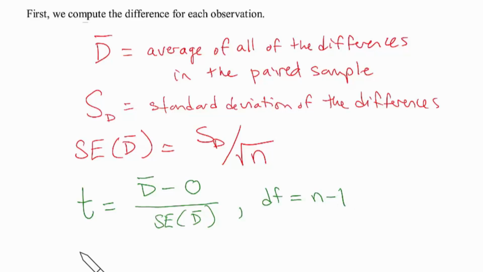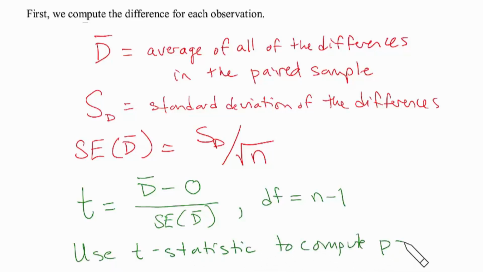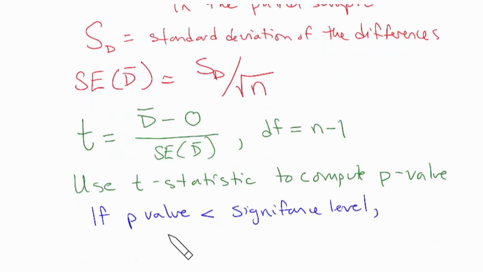We use the t-statistic to compute a p-value, just like in our earlier chapters. We compare the p-value to our significance level. If we get a p-value that's smaller than our significance level, then we can reject the null hypothesis. And these last steps are not new. The new part is the process for thinking about these differences.